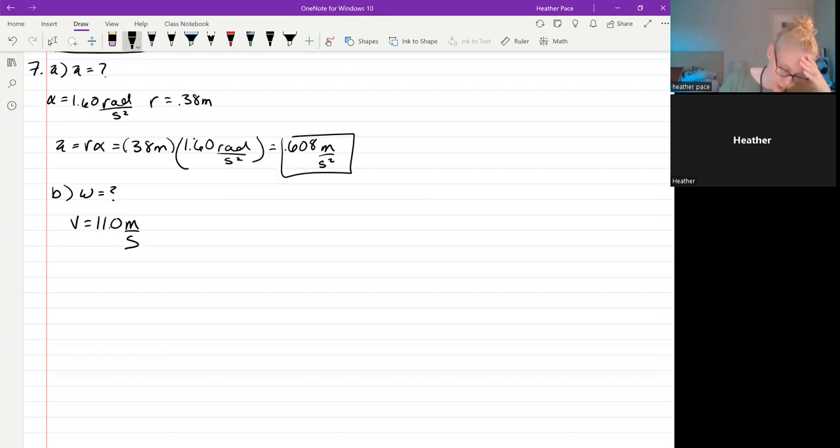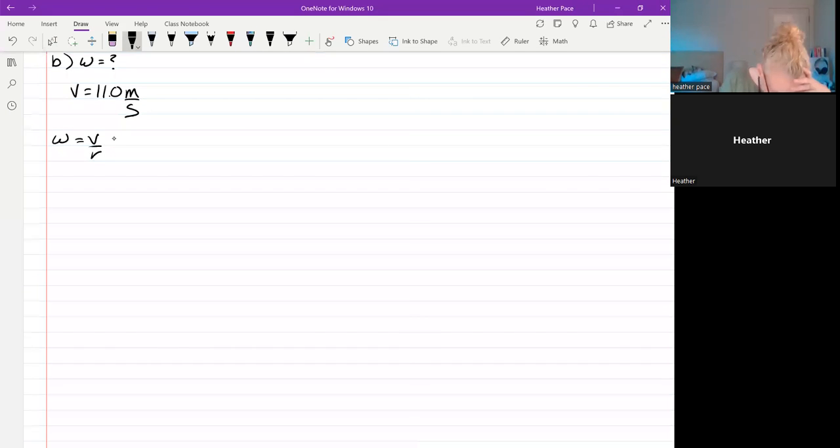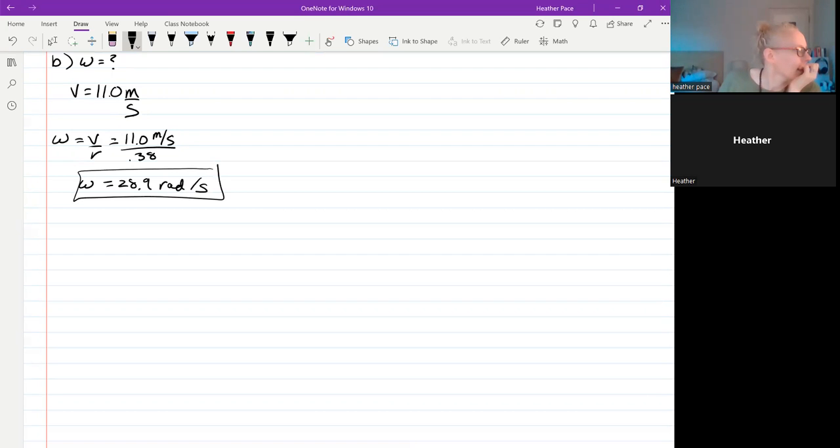All right, so we know that omega equals v over R. We're going to solve for omega. Very, very simple. We're just plugging in values here. What was our R value? 0.38. We get omega equals 28.9 radians per second. And C asks how many radians have the wheels turned through in this time. All right, so what are we looking for? We are looking for delta theta.